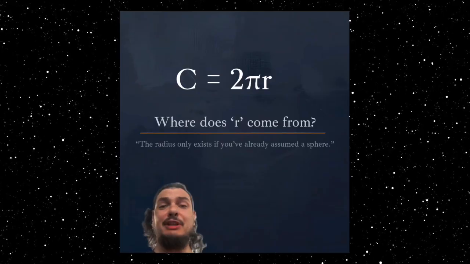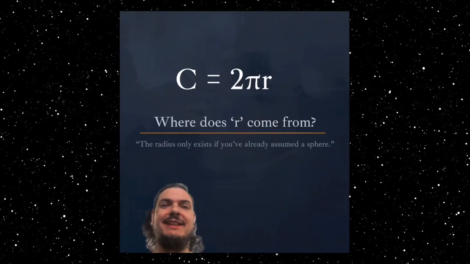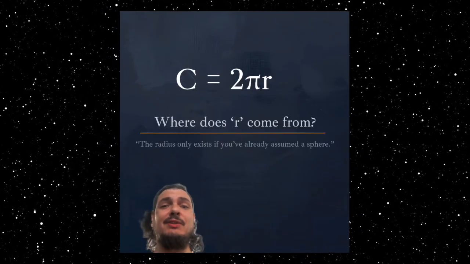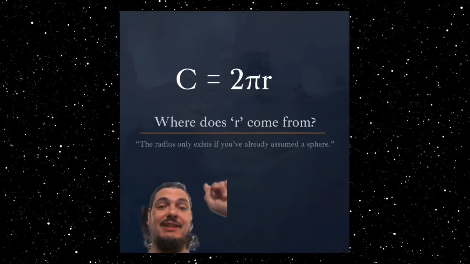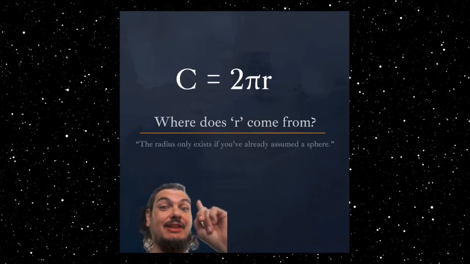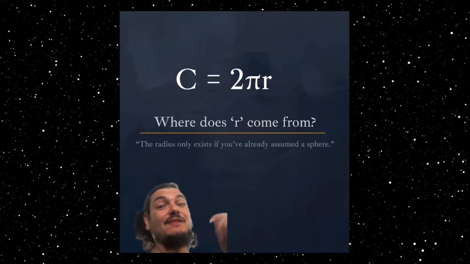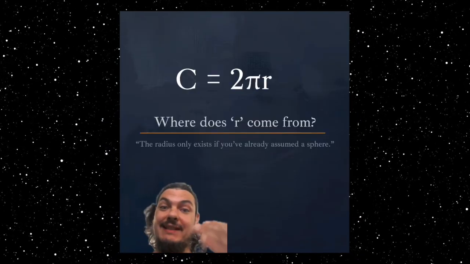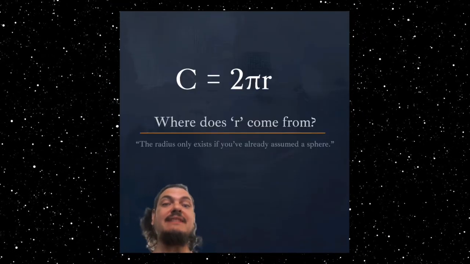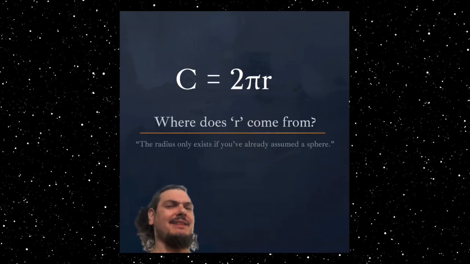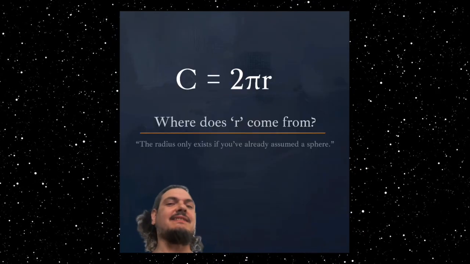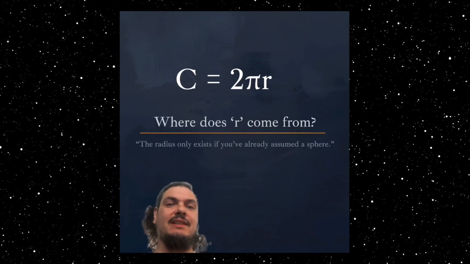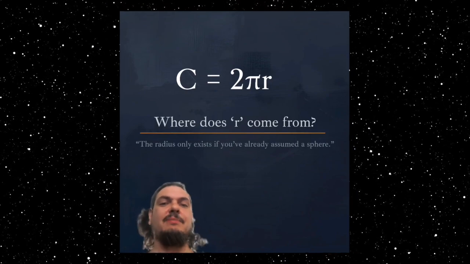Let's address the common globe math and why each one uses circular reasoning or unfalsifiable assumptions. Behind me, I have the circumference formula. It assumes Earth is a sphere in the formula meant to prove it's a sphere. That's circular reasoning, using the conclusion as a premise. The R, radius, only exists if you've already assumed a sphere. This is unfalsifiable.